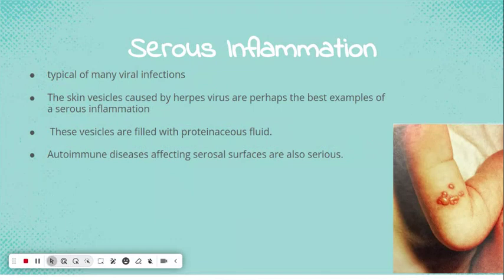So we see this in many viral infections. We can also see skin vesicles caused by the herpes virus, perhaps the best example of serous inflammation. You can see them here on a child. These are filled with that proteinaceous fluid, so that high protein fluid, low antibodies. We also see this in autoimmune diseases affecting serous surfaces, which are typically also serous inflammations.